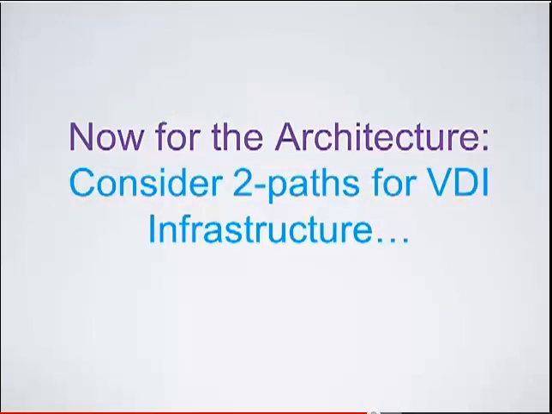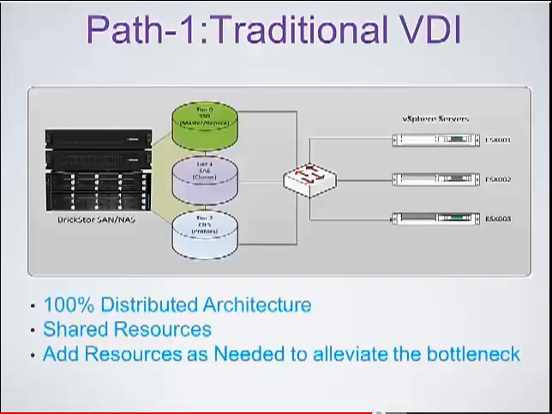So we talked a little bit about the storage I/O problem, and now the second thing I think to consider are the two paths, which I think are the top two paths for a VDI architecture. So most of you are probably familiar with this traditional VDI architecture. You have your storage, you have your network, and you have your compute. You need to balance these and alleviate the bottleneck to get the performance you need.